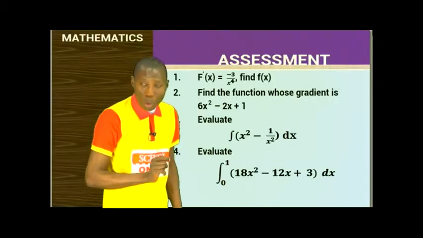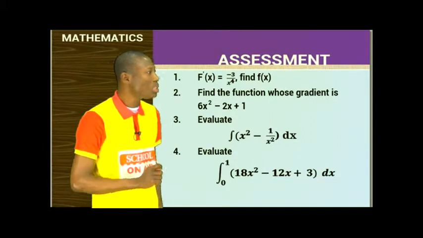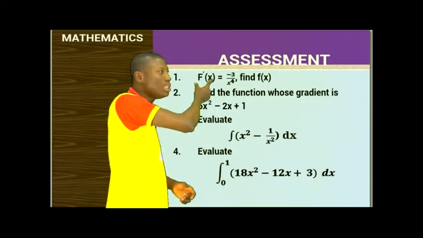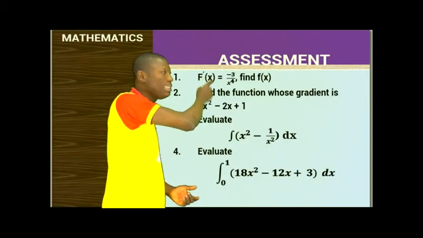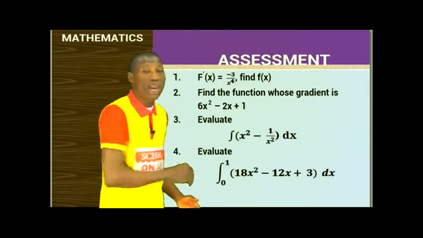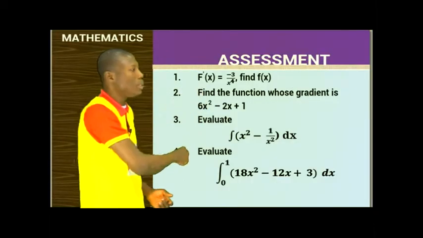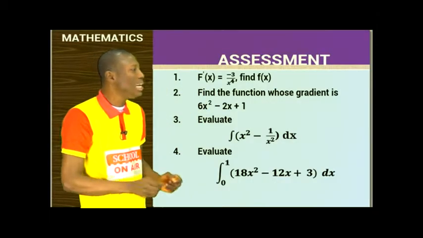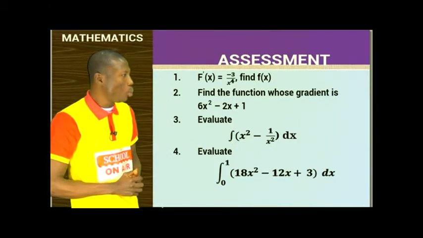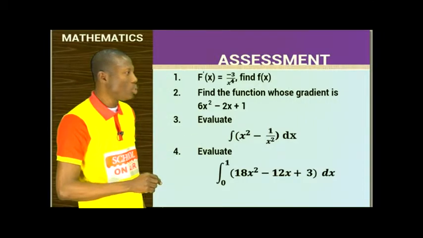Now I want you to lay your hands on these assessment questions. I have 4 questions. The first question says f prime of x, that is dy/dx, that when you have f prime it means this function is a differentiated function, is a gradient, is equal to minus 3 all over x raised to power 4. Then find f of x, that is the equation of this gradient. Now the second one, find the function whose gradient is 6x squared minus 2x plus 1. Then the third one, evaluate this function, the integral of x squared minus 1 over x squared dx.